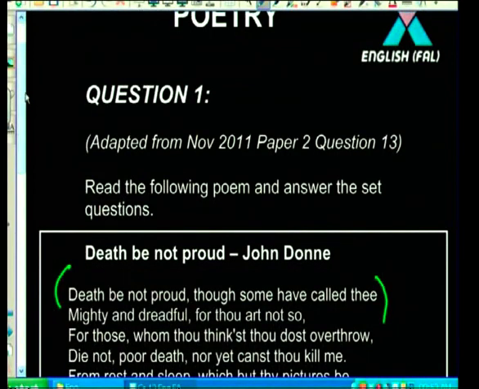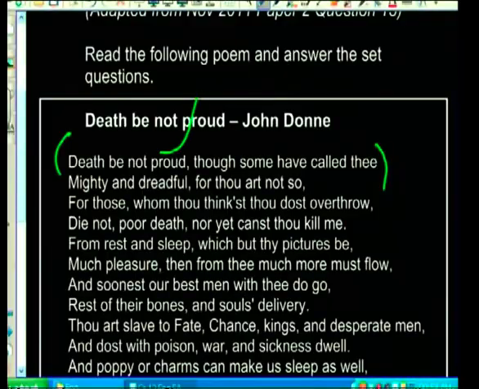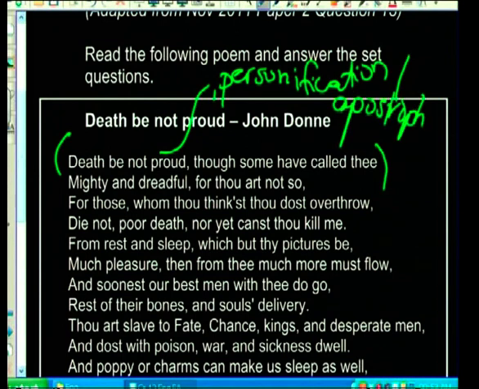Death, be not proud, though some have called thee mighty and dreadful. Remember I spoke to you about the fact that John Donne is personifying death, so you could either recognize it as personification or an apostrophe. Okay, you have your answer there.